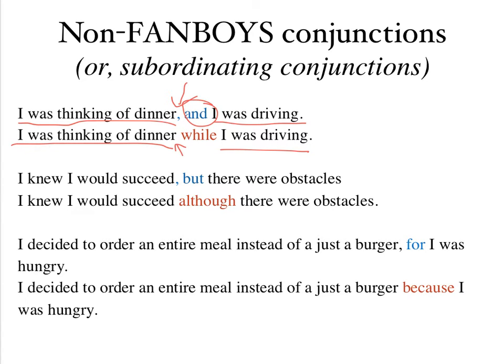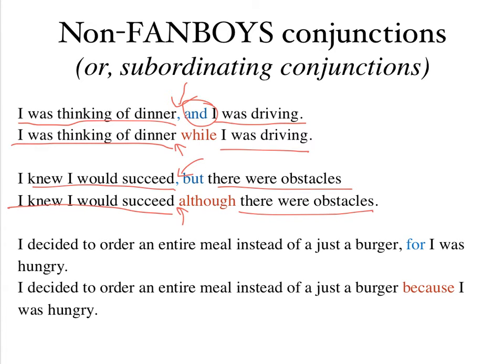Okay? In the next example, I knew I would succeed, but there were obstacles. Again, "but" is a fanboys conjunction. You can see it in the blue there, and that means there is a comma right there. However, in the next sentence, which again also is independent clauses, I knew I would succeed although there were obstacles. "Although" is a subordinating conjunction, making one part of the sentence more important or less important or contingent on the other part. And because of that, there's no comma right there.